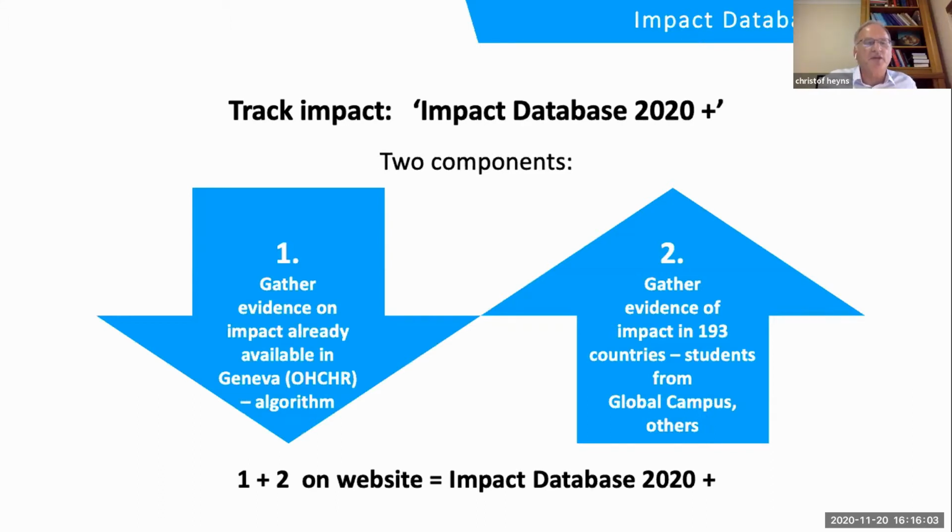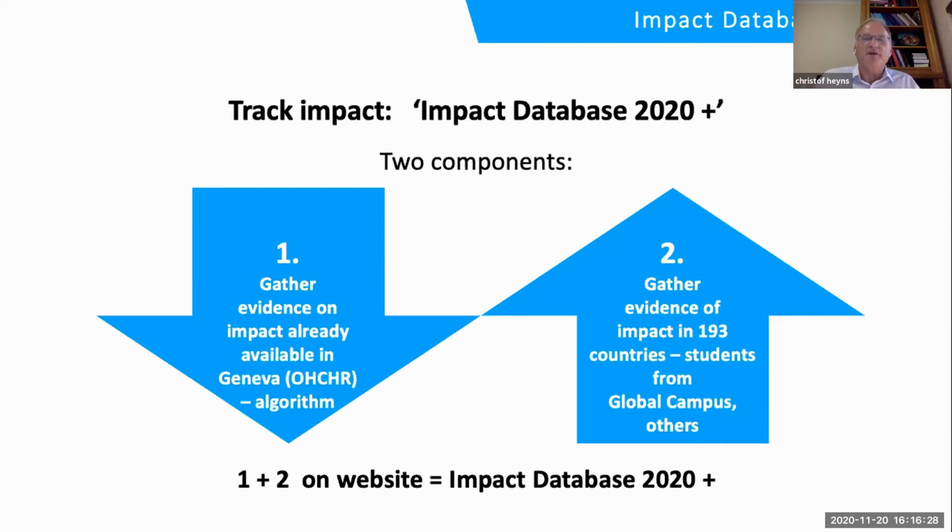In the first place, to gather the evidence that is available on impact that's already in Geneva in the systems of the Office of the High Commissioner for Human Rights. And Adrian will talk about that in developing an algorithm per country, per treaty body, per treaty output, to get that information in an accessible way. That's the top-down kind of approach, if you want to call it that.